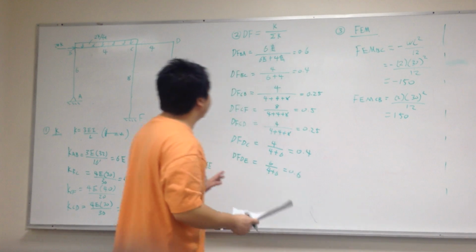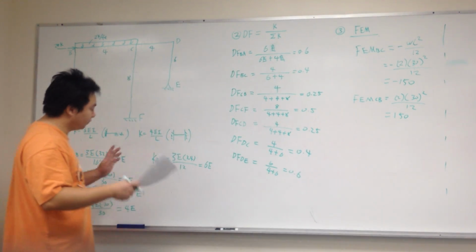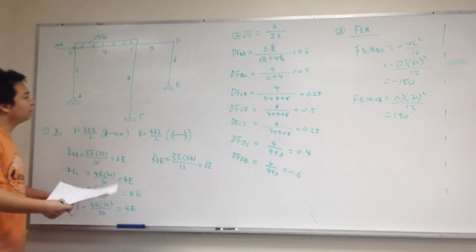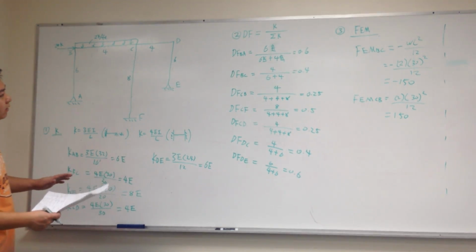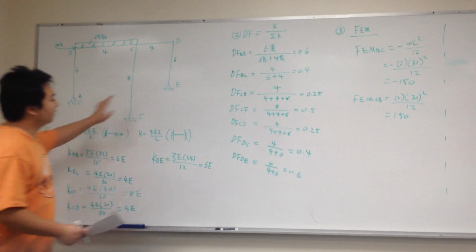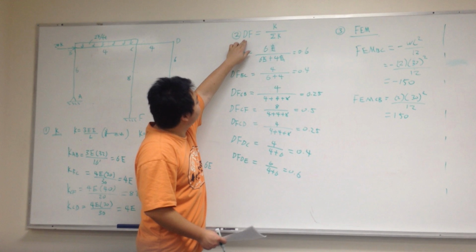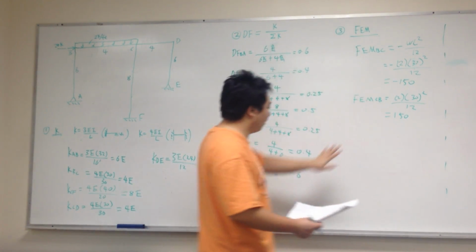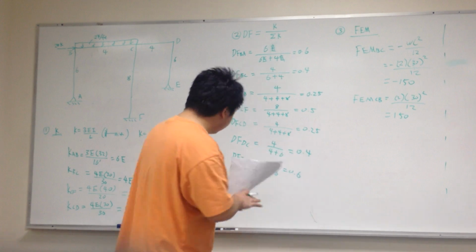Now, that's all we need for the moment distribution method. You only need 3 things: K, distribution factor, and fixed end moment. So we have all of them. So let's now do the table.